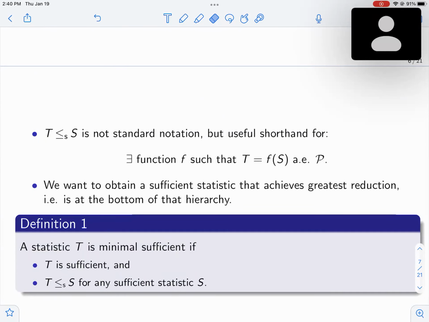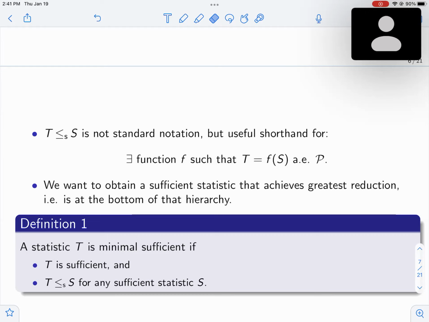Okay, this is a repeat of what I said. That notation is not standard, but it means there exists a function such that p can be written as a function of s. So we want to obtain a statistic which is sufficient and achieves the greatest reduction. That's the definition of a minimal sufficient statistic.